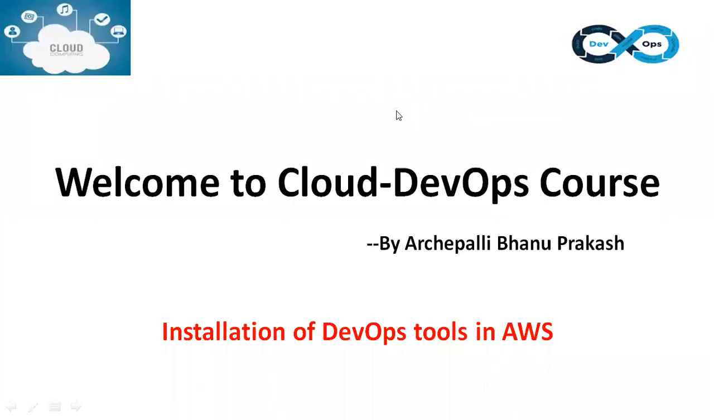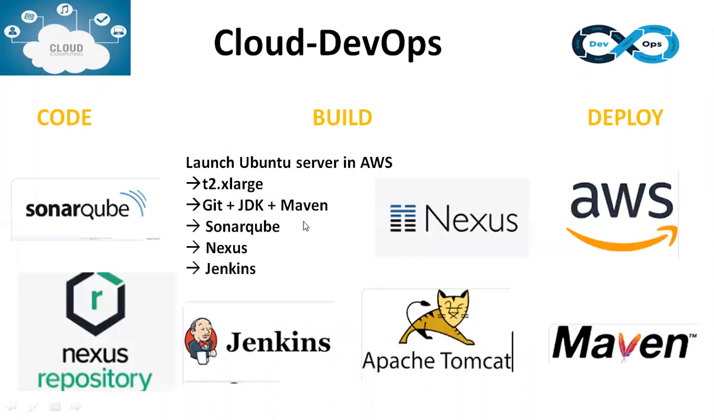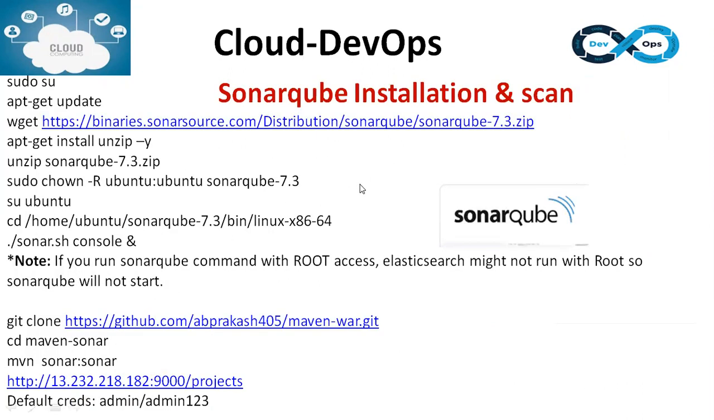Today, the topic of discussion is installing different DevOps tools in AWS. And today we are going to discuss Jenkins, Sonarqube, and Nexus. Let's see how we can install Sonarqube, Nexus, and Jenkins in AWS Ubuntu. In the previous session, we have discussed how we can install Apache Tomcat, Maven, JDK, those tools. And this is the procedure to install Sonarqube.